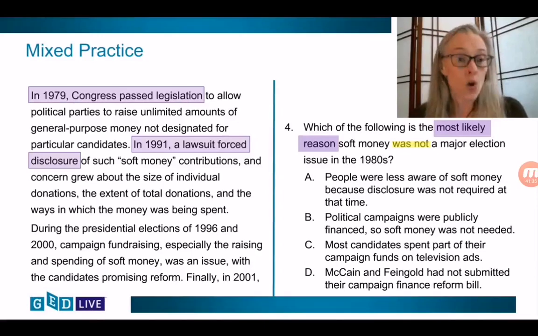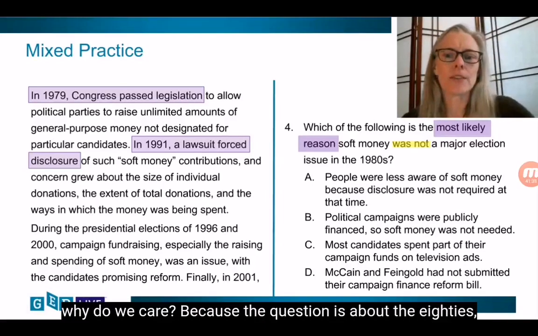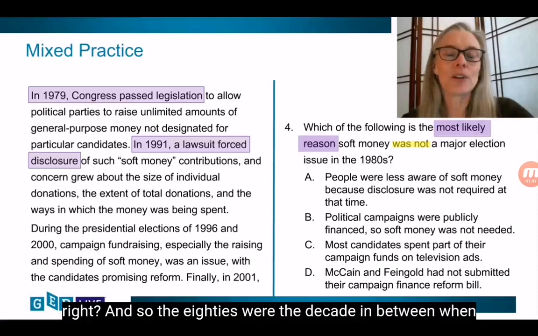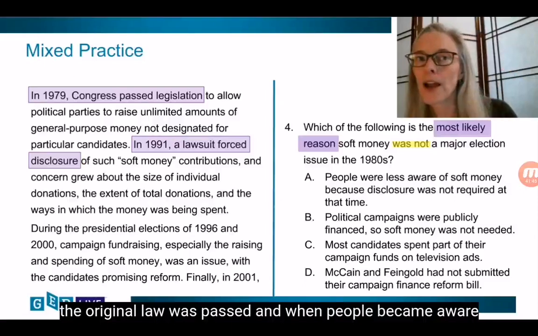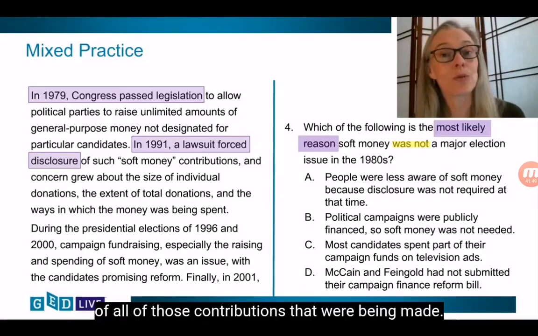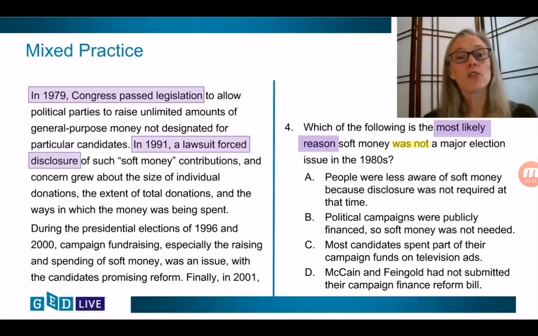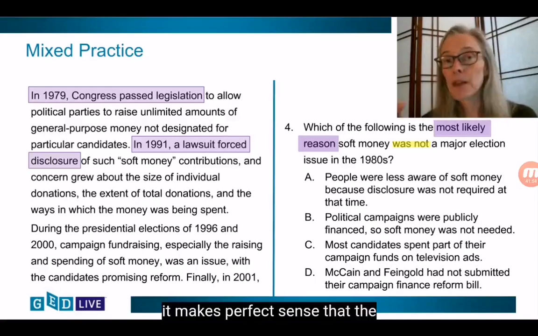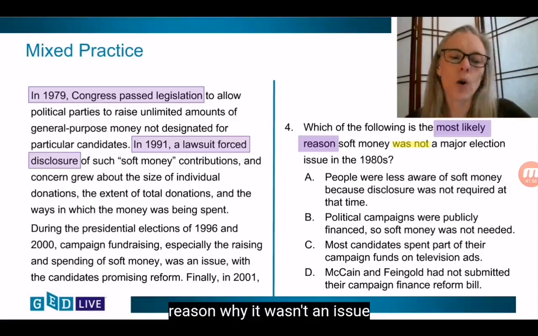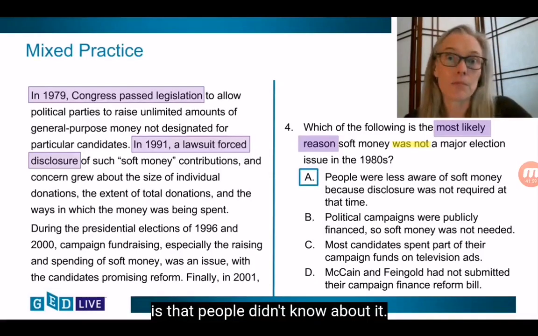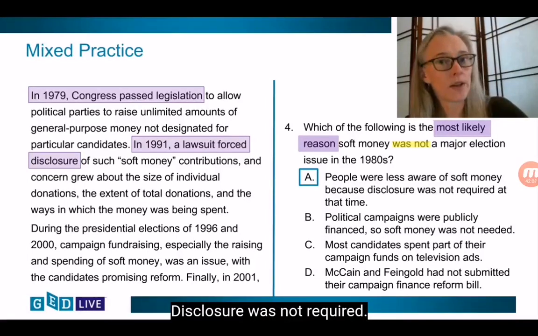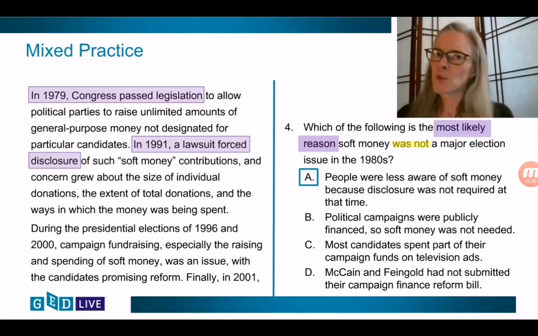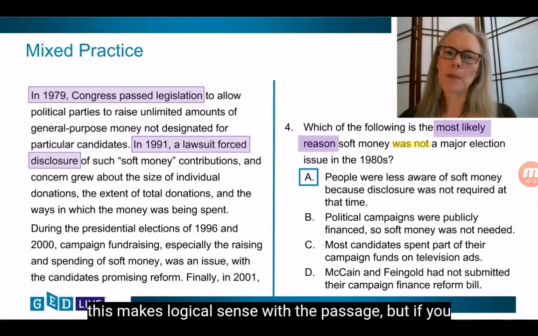So, why do we care? Because the question is about the 80s, right? And so the 80s were the decade in between when the original law was passed and when people became aware of all of those contributions that were being made. So during that time, it makes perfect sense that the reason why it wasn't an issue is that people didn't know about it, because disclosure wasn't required at that time. Disclosure was not required. So, this makes logical sense with the passage.